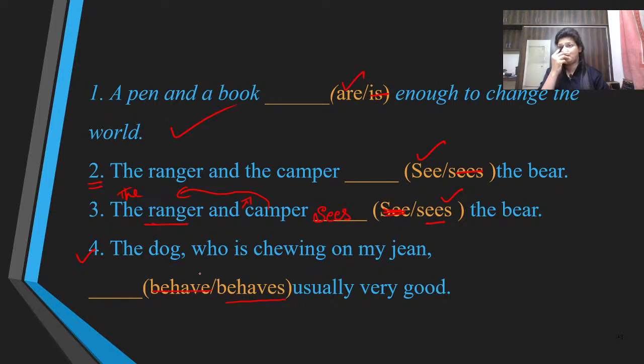Welcome, Naz. I would like you to participate in the quiz which is going on over here. Dog is singular, who is chewing on my jean. Okay, so this is in fact extra information, and you do not take it into consideration, you take only dog alone.